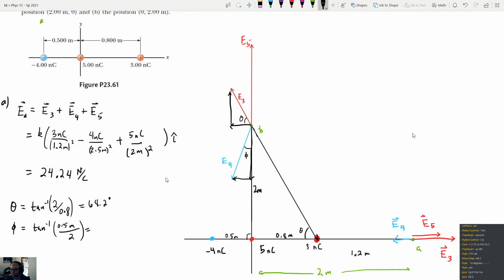And then we just plug in our numbers. So it's going to be negative, there's going to be a k. E3 is going to come from the 3 nanocoulomb charge. And now we need the distance between these points right here.